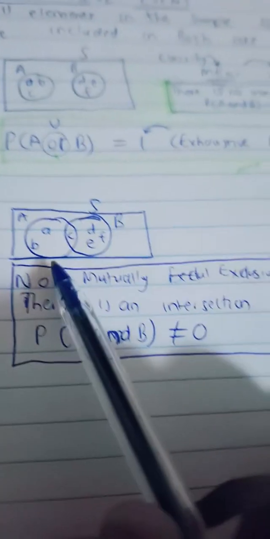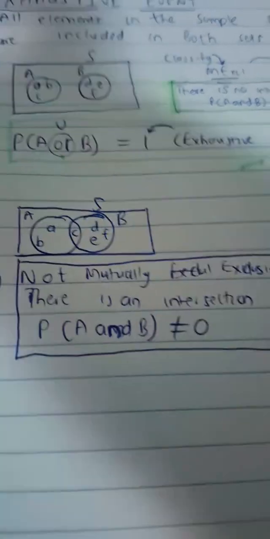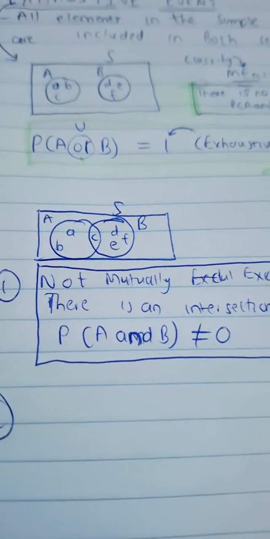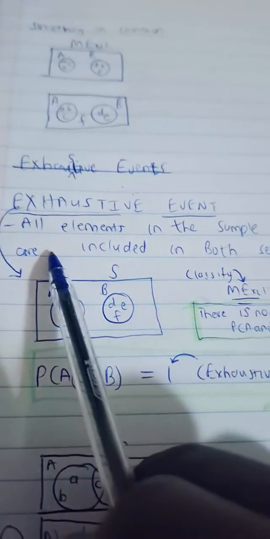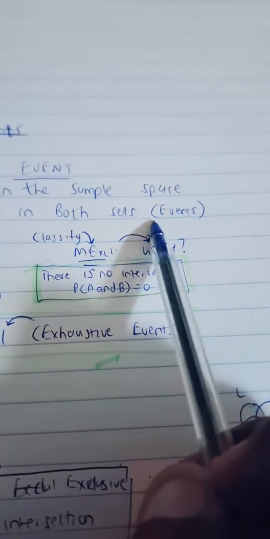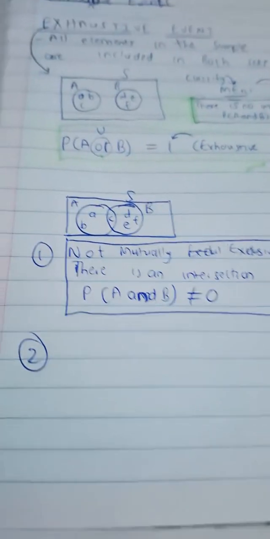Okay. All right. Now, next thing, is this exhaustive? Let's check, my friends. Is this exhaustive? Events A and B, are they exhaustive? Let's relook at the definition. All elements in the sample space are included in both sets or events. Is that the case?